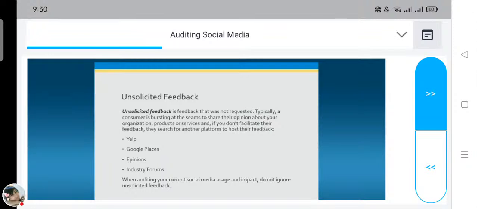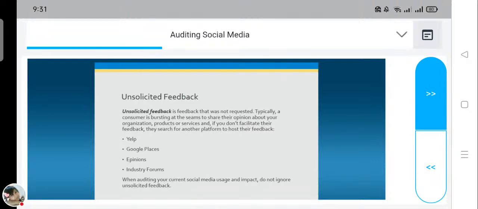The final area that you want to focus on when you're auditing your brand and its current impact in social media is unsolicited feedback. Unsolicited feedback is feedback that you didn't ask for. Many times customers have opinions that they want to share, and they'll share them anywhere. So it may even be outside of the social media platforms that you formally utilize already. It could be something that they've placed in Yelp or Google Places or ePinions.